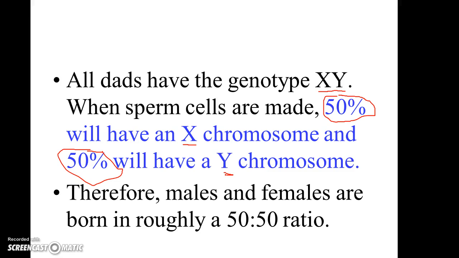Therefore, males and females are born roughly in a 50-50 ratio. That's why we have half. We could either be half the chance be a female, half the chance be a male.